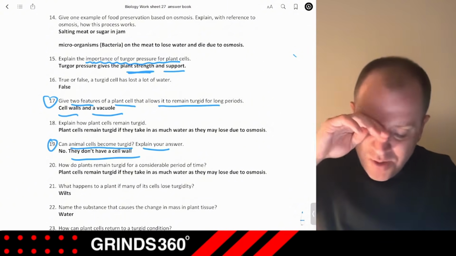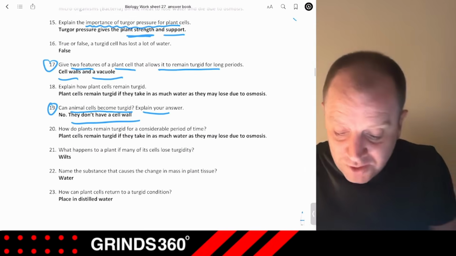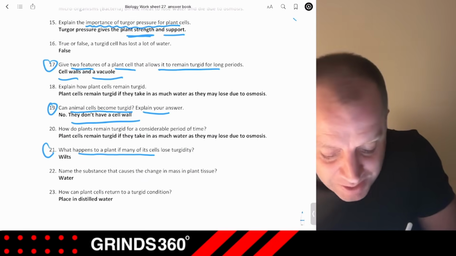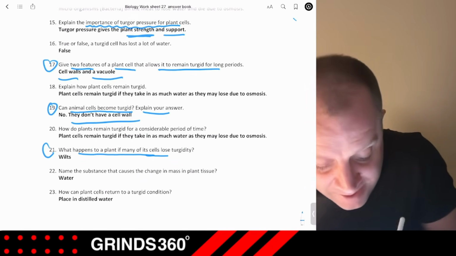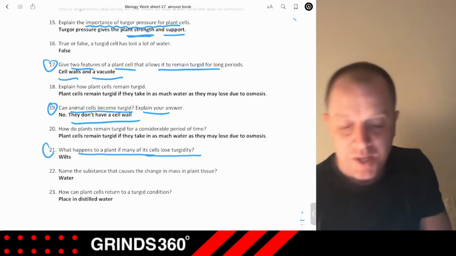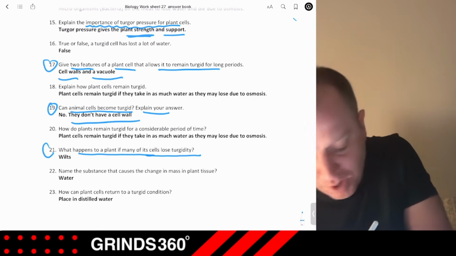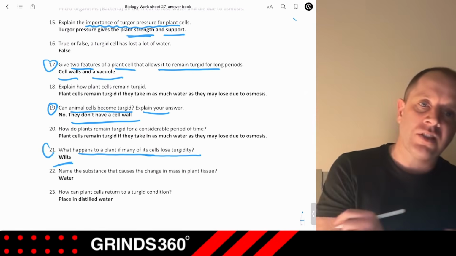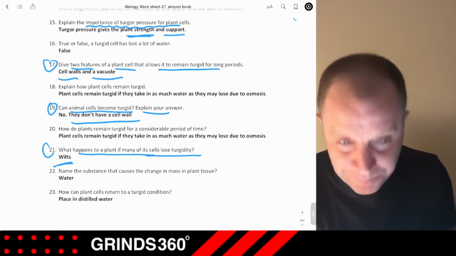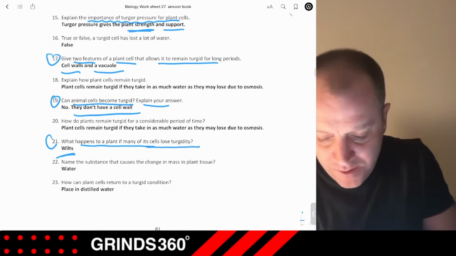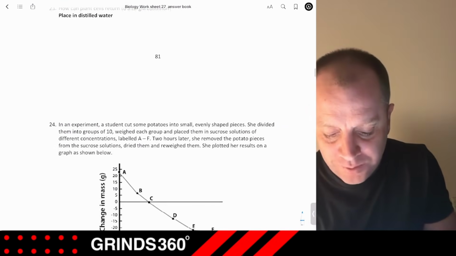All right. Now, if you then look at this here, question 21. What happens to a plant if its cells lose turgidity? If you say shrivels, you probably won't get your marks. You've got to say wilts. That's the word you use in the marking scheme. It wilts.